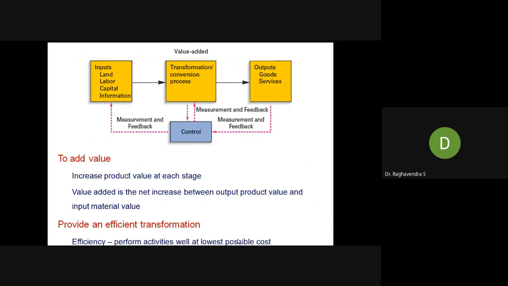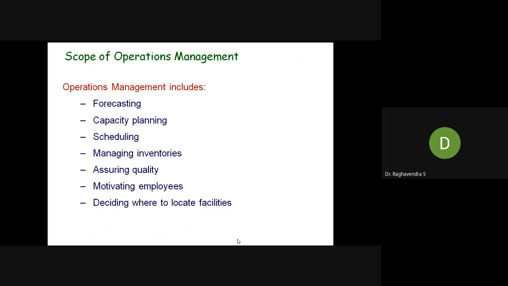So next, we'll go to the scope of operations management. What are the scopes? Operations management includes forecasting. Always, if you start any organization, you should have some forecasting, means you should forecast what exactly the customer is looking for. Then capacity planning, the capacity of the organization. Next, scheduling. You should schedule the resources properly. That is very important.